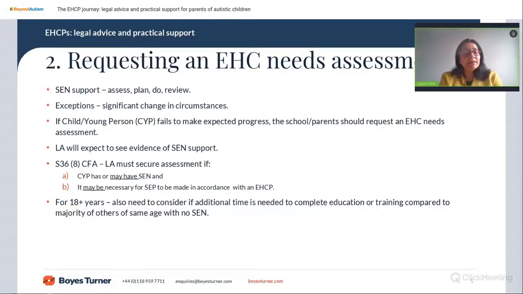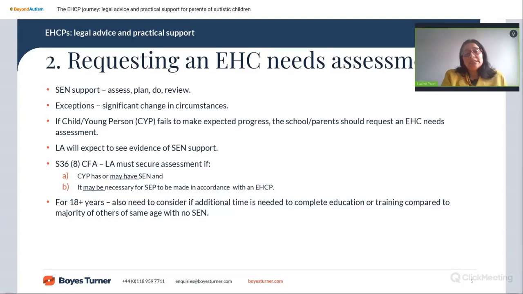So if parents are making that request, then they really ought to be having a conversation with the school first to make sure that the school has been putting this sort of assess, plan, do, review cycle in place, and also to start to collate what evidence they have to show the support that they have been putting in place, because the local authority will want and expect that information coming from the school.